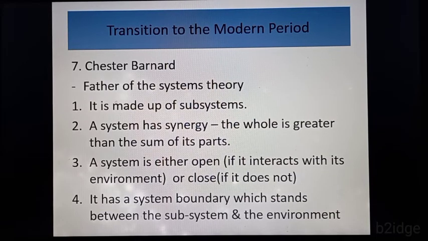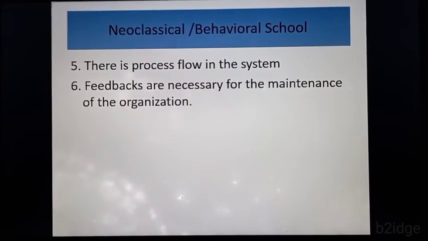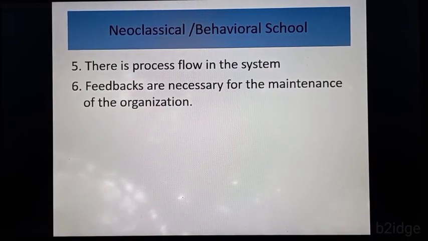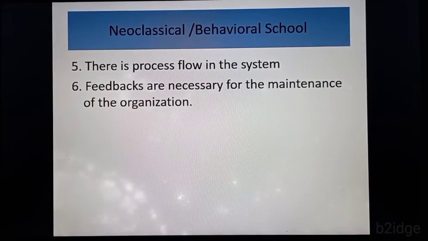A system has synergy. The whole is greater than the sum of its parts. Meaning it's not 1 plus 1 equals 2, but rather 1 plus 1 equals 3 in that sense. A system is either open if it interacts with the environment or closed if it does not. It has a system boundary which stands between the subsystem and the environment. And then there is process flow in the system, and feedback is necessary for the maintenance of the organization.